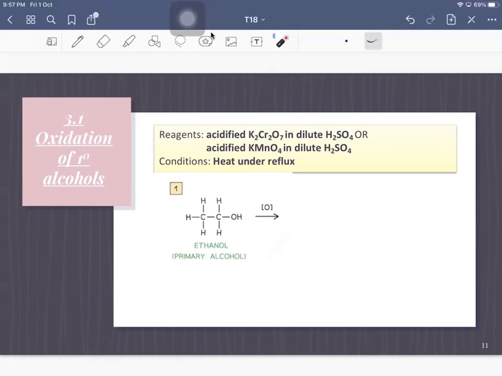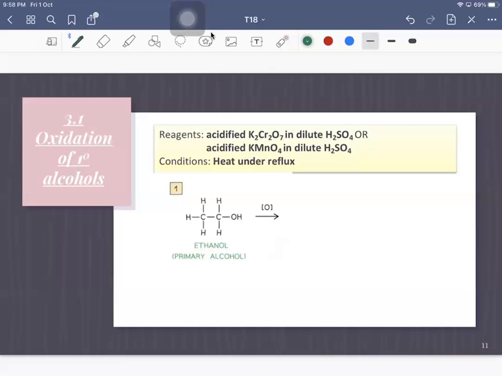By the way, when you answer questions asking for oxidizing agent, you have to mention acidified. You have to mention H+ somewhere, or you mention sulfuric acid somewhere, okay? You can't just write down potassium dichromate. That doesn't work. That's an incomplete reagent, okay? And then you heat it under reflux, as I said, because we're not collecting aldehyde, so we don't need a specific distillation setup, okay? When you oxidize ethanol, again, this is nothing new.